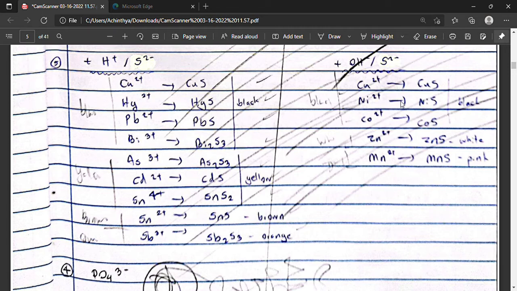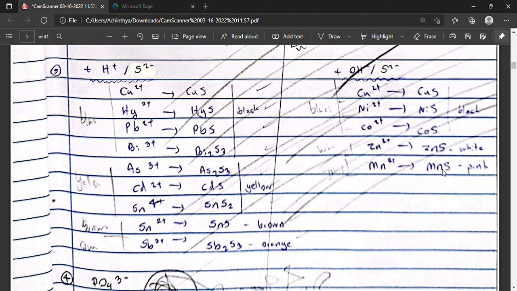Now in basic medium, if we were to bubble the hydrogen sulfide gas, the copper, nickel and cobalt will produce black color sulfides. Zinc will produce a white color sulfide, and manganese will produce a pink color sulfide, the only pink color sulfide, which is interesting.